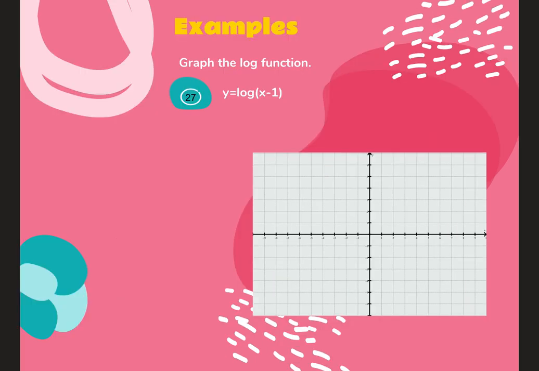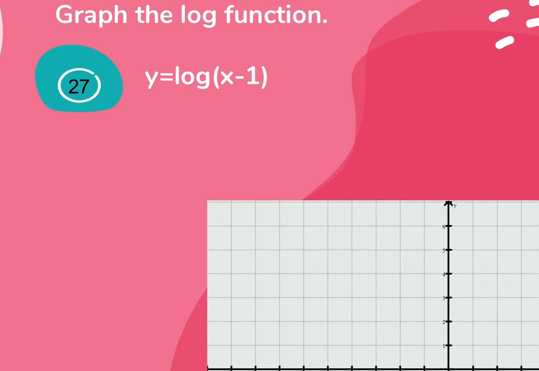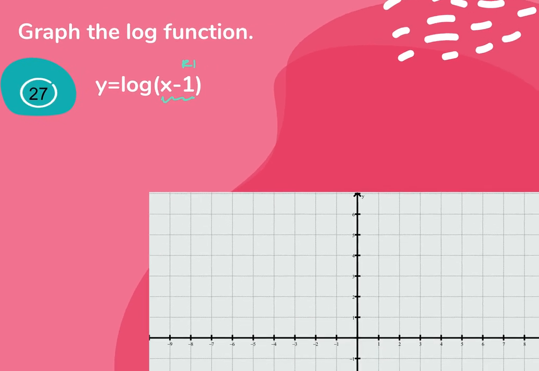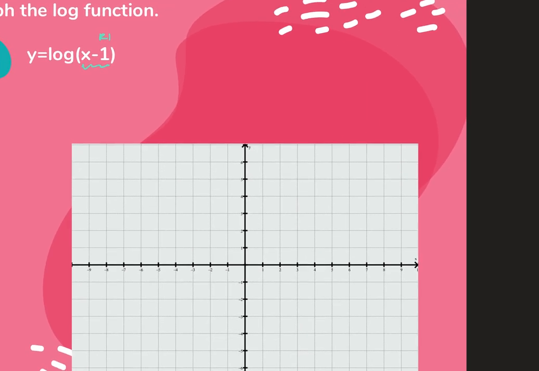All right, go to the next one. So what's different this time? It's got something in the parentheses, right? Which means what? Horizontal shift. Horizontal shift in which direction? Always opposite. So it's to the right one, right? If it's minus inside the parentheses, it's to the right. If it's plus inside the parentheses, it's to the left. So this is to the right one. That means my vertical asymptote just shifted to the right one.